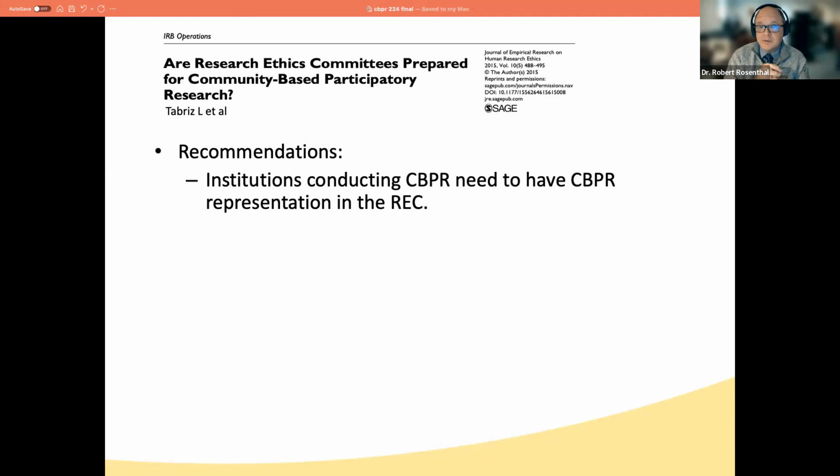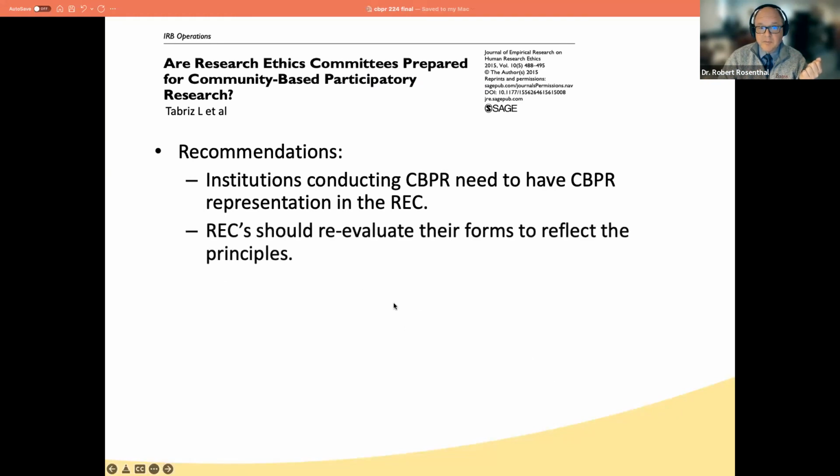I think that's totally reasonable. If you're going to do it, have people there that know what they're doing. If we do a cardiology protocol, we want to have a cardiologist on the panel that can really understand it. We have an oncologist if we have that. This is a different type of research. It's something that we may not be familiar with. Have a person on the panel that understands it.